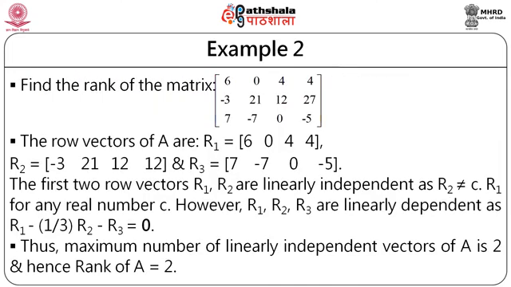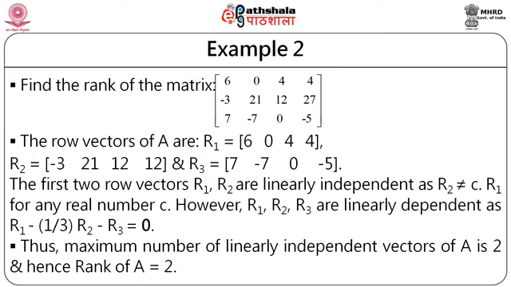Find the rank of this matrix. The row vectors are R1 is 6 0 4 4, R2 is minus 3 21 12 12, R3 is 7 minus 7 0 minus 5. The first two row vectors R1 and R2 are linearly independent, as R2 is not equal to C times R1. If I multiply by any C, the second component will always remain 0, whereas here the second component is 21, and therefore, these two row vectors cannot be expressed in the form R2 equal to C R1. So, these two are linearly independent of each other for any real number C.